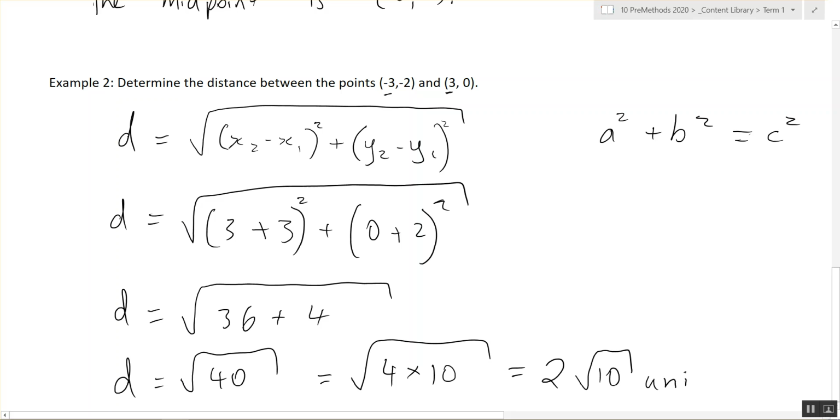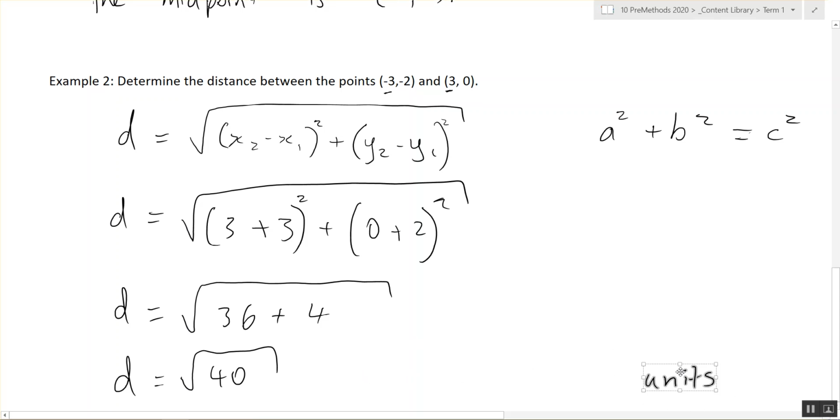And you put units at the end. That's important. We don't know if it's in meters or centimeters or anything like that, so we just put units. Now, if you haven't learnt surds, you wouldn't worry about this. You would just write this as your final answer. Okay? And that's the distance, square root of 40 units.